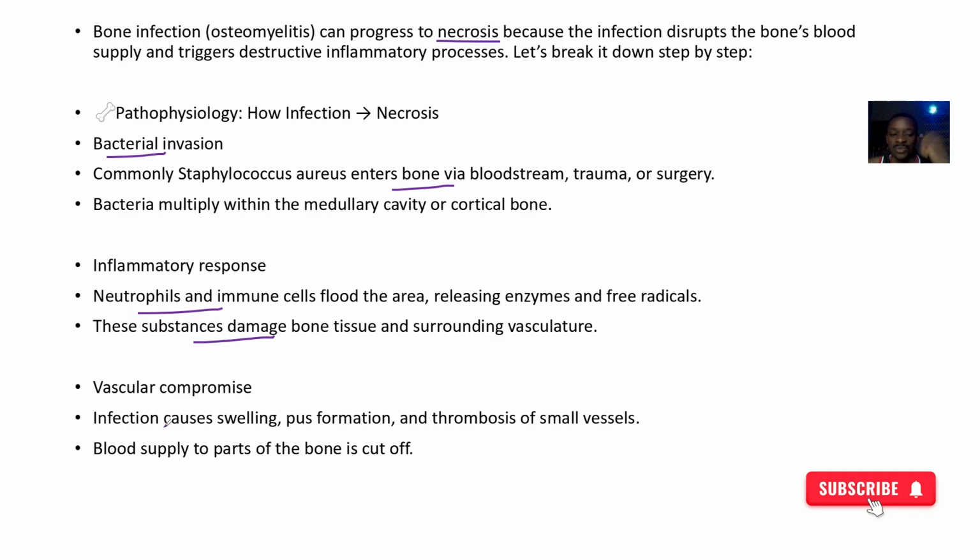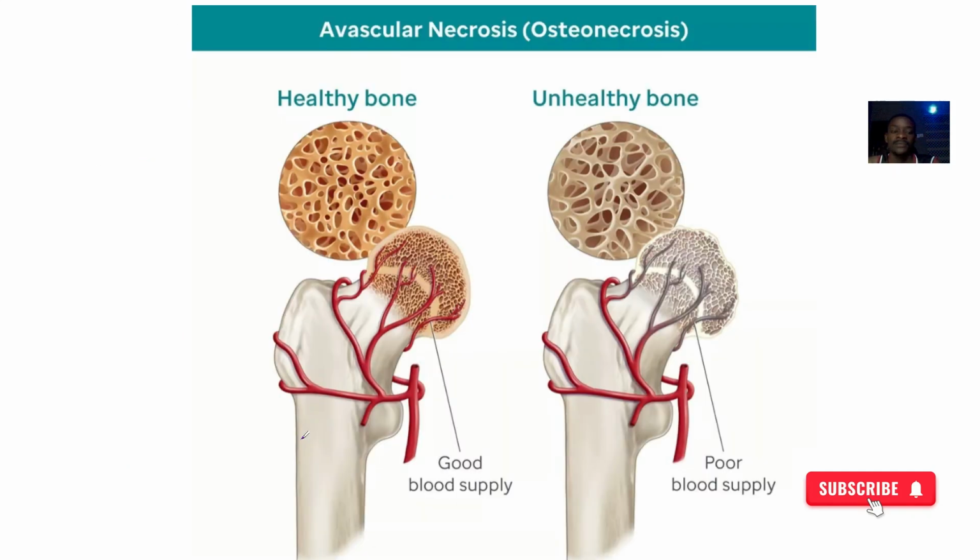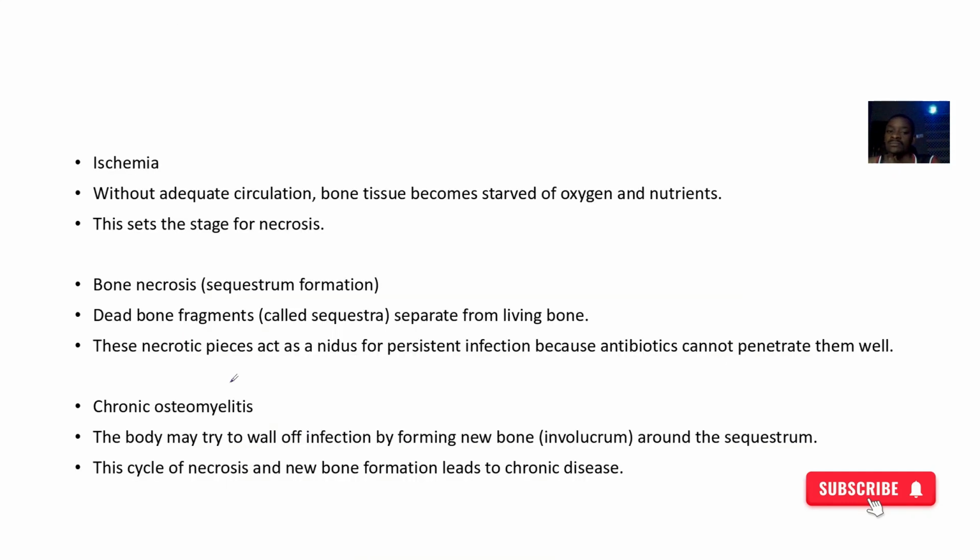So vascular compromise now. The infection will now start causing swelling, pus formation, and blockage in small vessels. So now the blood supply is getting cut little by little. So ischemia now. Once the blood supply is not adequate, the bone tissue is now starved of the oxygen and nutrients I was talking about.